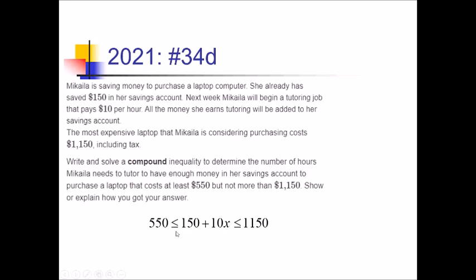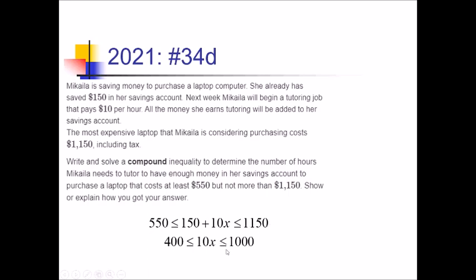So let's see here. We've got 150 getting subtracted from both sides. So 550 minus 150 is 400. We actually did this already. We've got the 10x in the middle as well, because that's the whole reason we're subtracting 150. So we've got 400 over here on the left. On the right side, this is going to be 1,000 now.